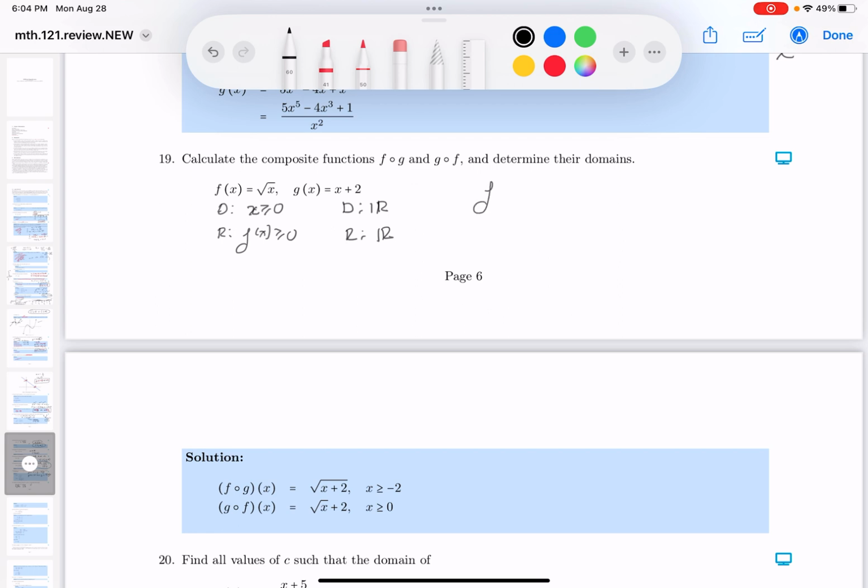All right, let's write this down. Composition f of g of x. What do you get there? f of g of x. Let's keep writing it down. f, what's g? Well, you just read it. g is going to be x plus 2. What does f do to the argument? It takes the root of it.